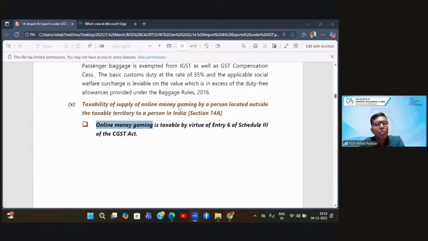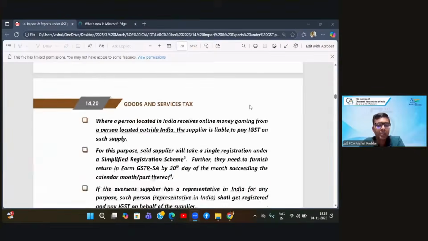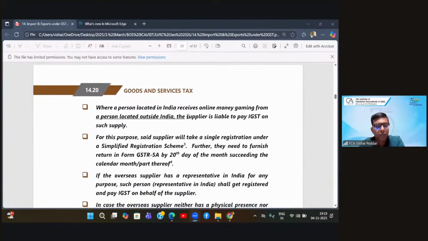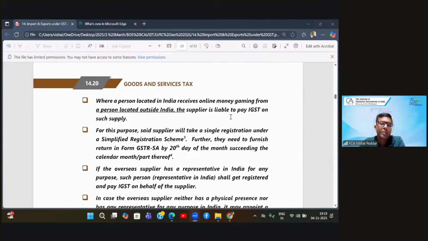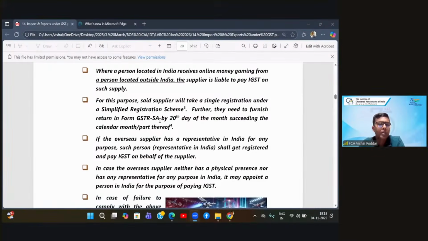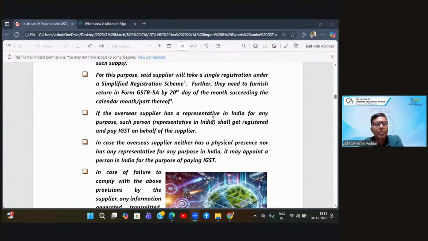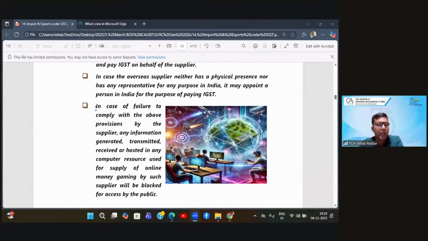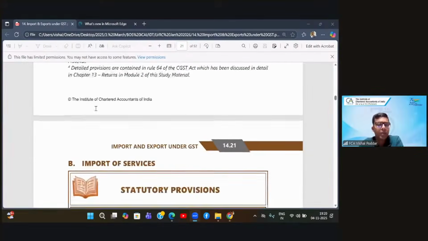Now, we are concerned with online money gaming in this section 14A, where we also studied where the supplier is outside and the recipient is inside. In this case, what are the specific provisions? Where a person located in India receives online money gaming from a person located outside India, firstly, the supplier will always be the person liable to pay tax and it will be IGST. Secondly, as we saw above, the supplier will take simplified registration and will furnish return form GSTR 5A by the 20th of the succeeding month. Further, the overseas supplier should have a representative in India for any purpose. Such representative shall get registered and pay the IGST. In case the supplier neither has physical presence nor representative, then it will have to appoint a person in India for paying tax. Otherwise, the website or the app will be blocked.